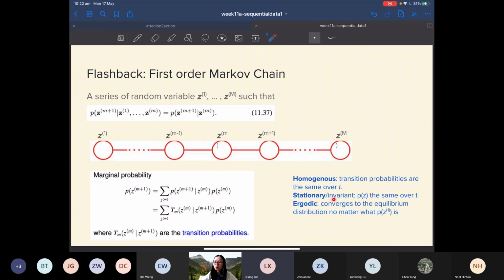The chain is called stationary or invariant if the marginal probabilities of z are the same. It's called ergodic if the chain converges to an equilibrium distribution, no matter what the initial state distribution is. These are just reminders. We will use a slightly different subset of these properties here.